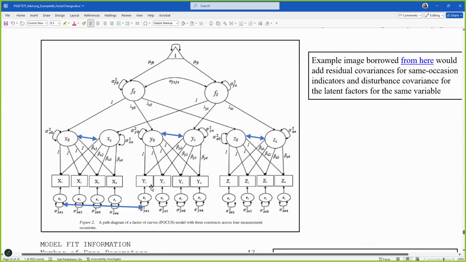Here's the picture. I stole their picture and modified it. So here's what I added. I have residual covariances for the same occasion. So this blue line essentially was connecting the residuals here, and it would connect them over here too. I also added an additional covariance between the intercept and slope of the same outcome, because I thought that was a reasonable thing. But otherwise, the correlations among the intercepts are now supposed to be captured by a general intercept factor. The correlations among the slopes are supposed to be captured by a general slope factor, and they get to be related.